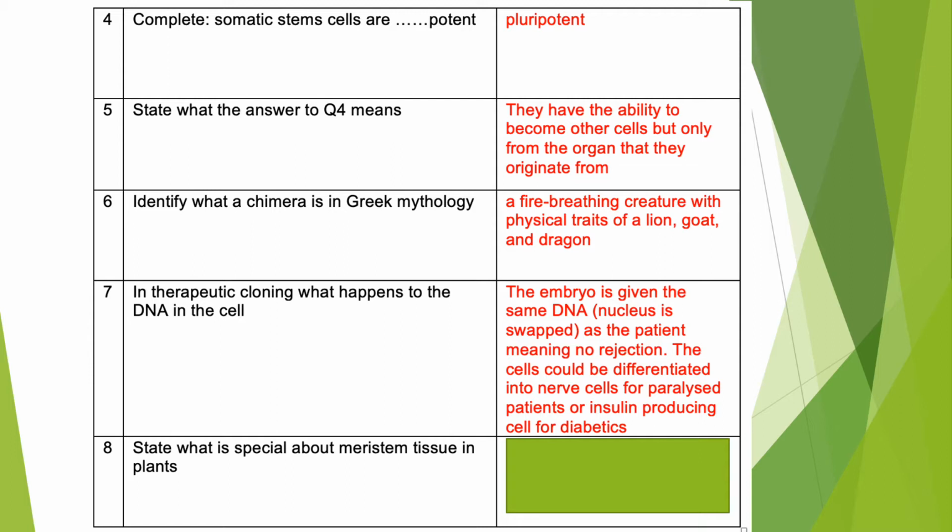Okay. And the last one, number 8. What is special about meristem tissue in plants? So meristem tissue is where you find the stem cells for plants, and this is where they could be differentiated into other things. Okay? So just make sure that you have all the correct answers down there, and we'll move on.